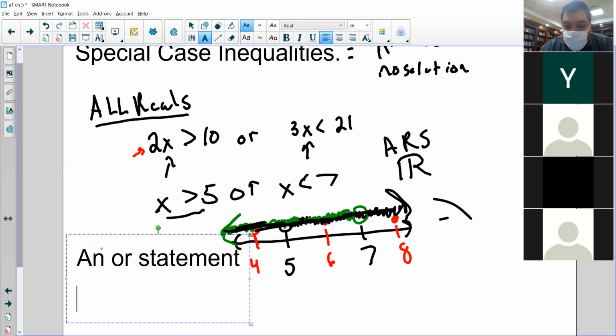Isn't it all real solutions because it can go right either way you go? Exactly. But I'm talking about in a graphical sense. Why is it occurring in the or statement here?